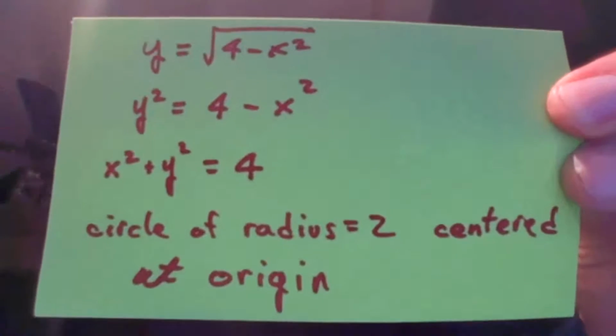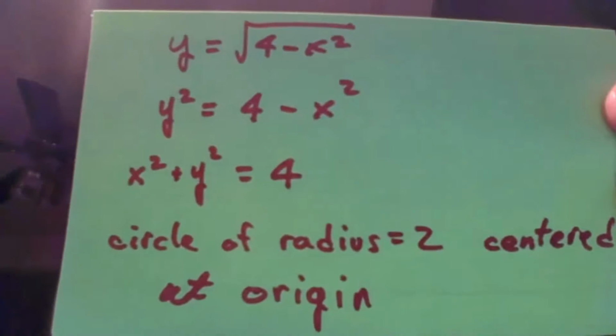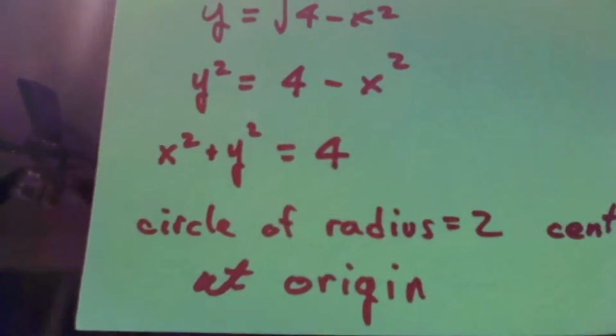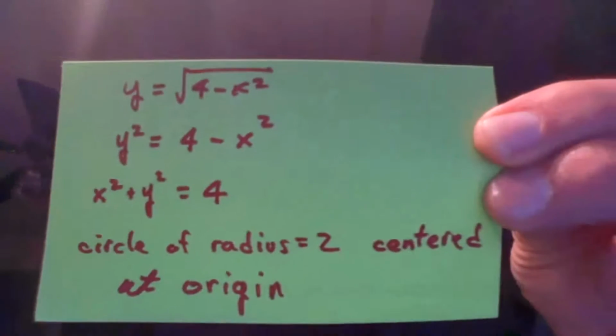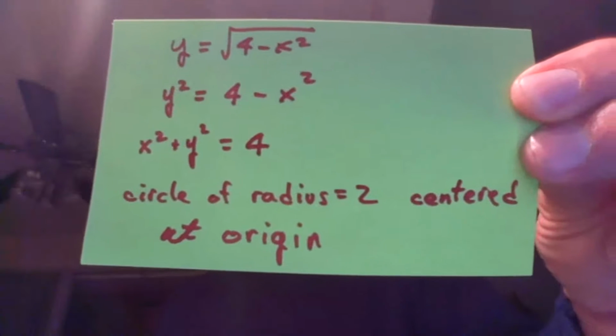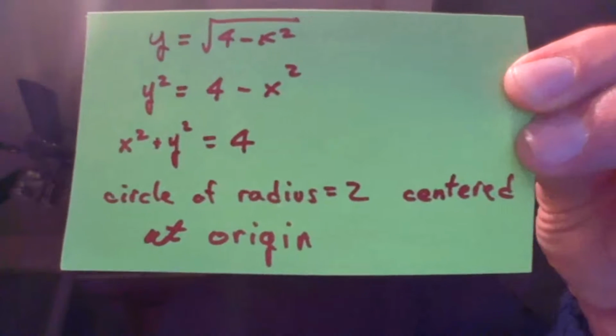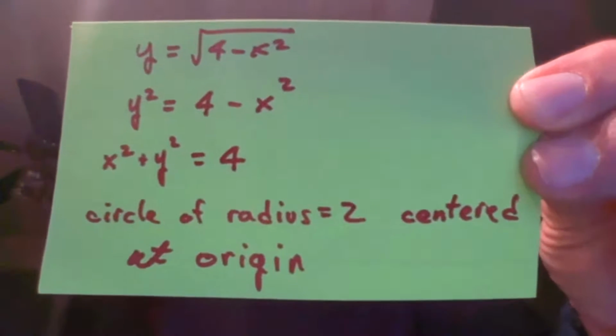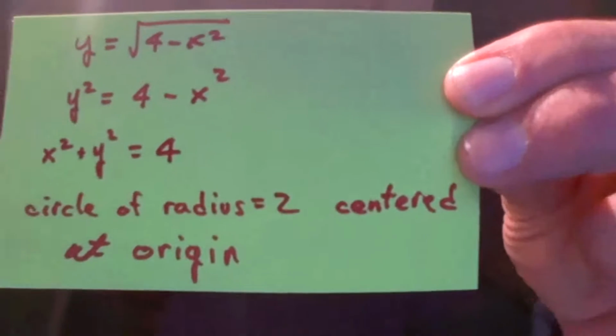See, there's the function in the first line. If I square both sides of that equation, I get something that looks like that. And then I rearrange it to get the third line. And if you're paying attention, you might recognize that as a circle of radius 2 centered at the origin. Pretty nice, right? Well, how does that help us?